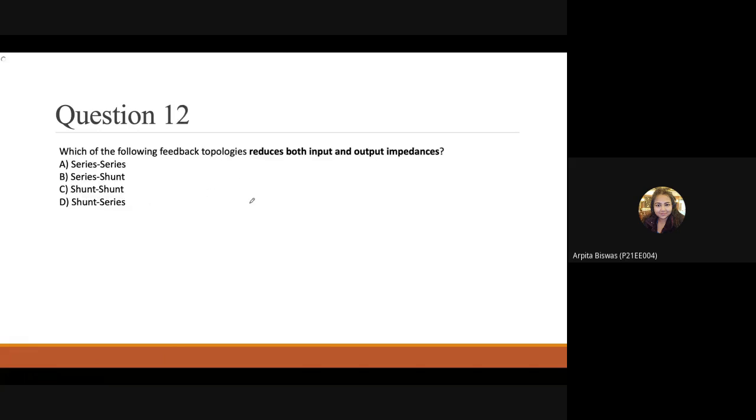Question number 12. Which of the following feedback topologies reduces both input and output impedance? Series shunt, shunt, or shunt series? Option C, ma'am. Yes, option C, the shunt.